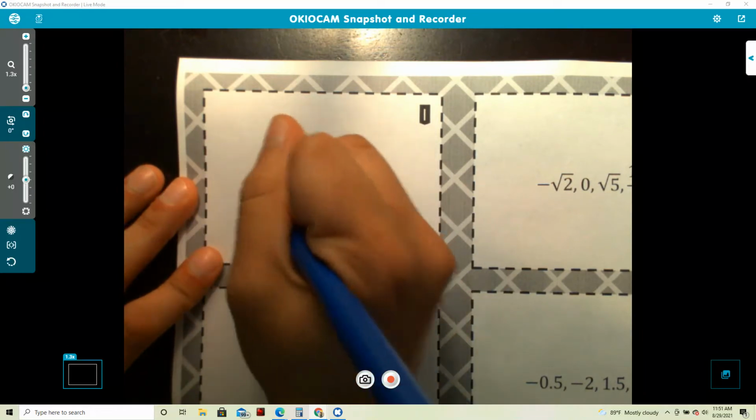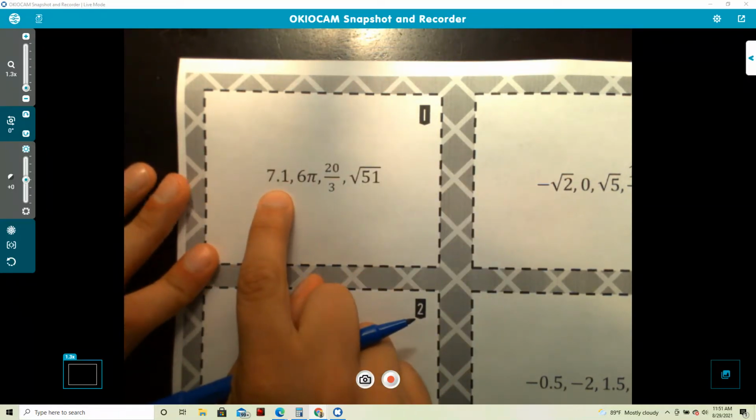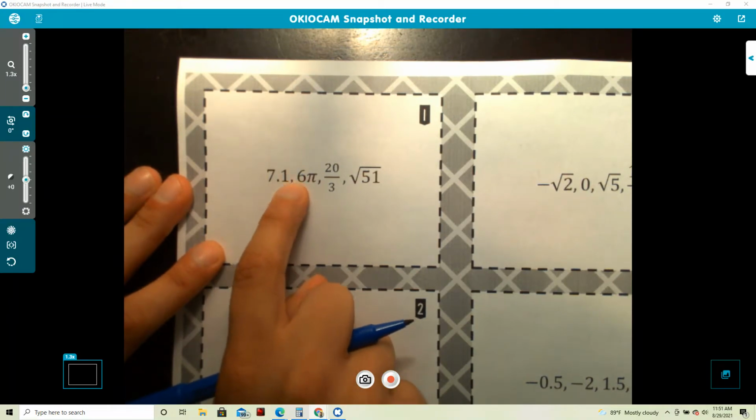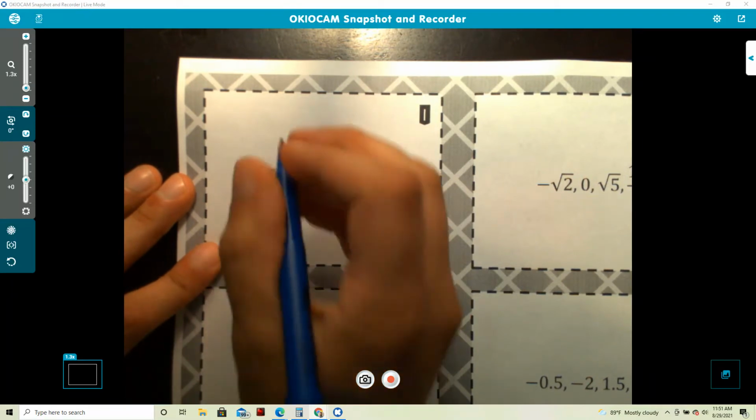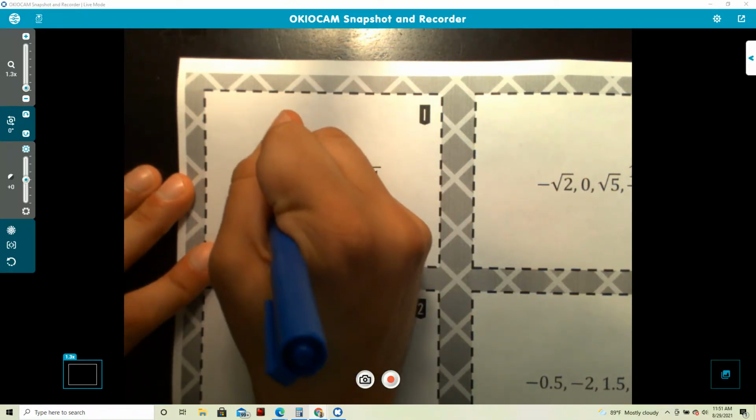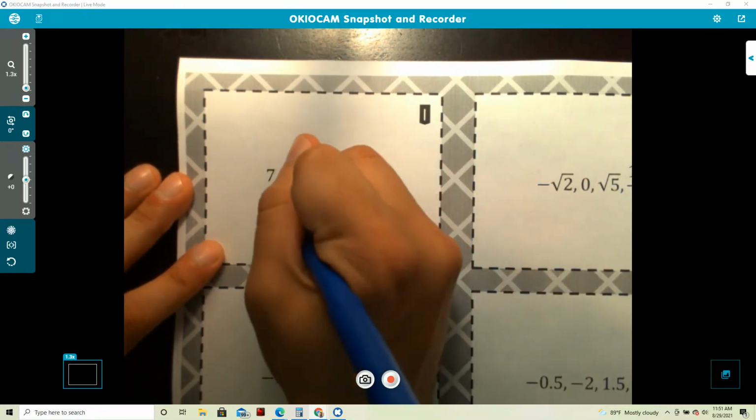Okay, so 7.1. It's already in whole number decimal form, so there's no percent at the end of it. If it was a percent, then we would have to convert it. But since there's not a percent, we leave 7.1 as is. So I'm going to go ahead and just rewrite that.